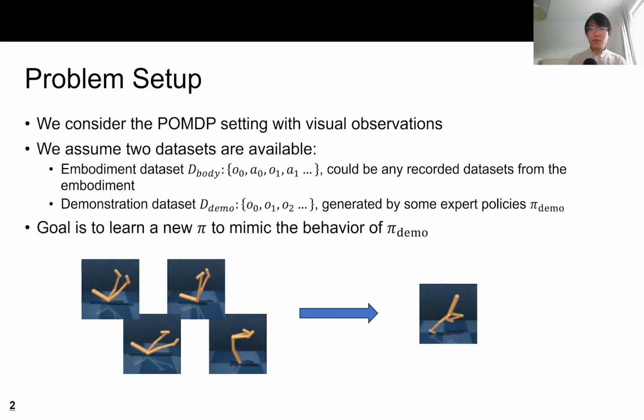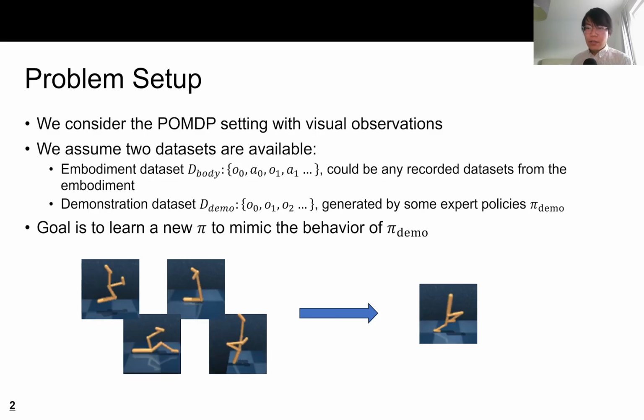We show an example of the setup in the bottom. The left shows the embodiment dataset, which has a variety of behaviors, while the right shows the demonstration dataset, where the robot is running, which is the task we care about.